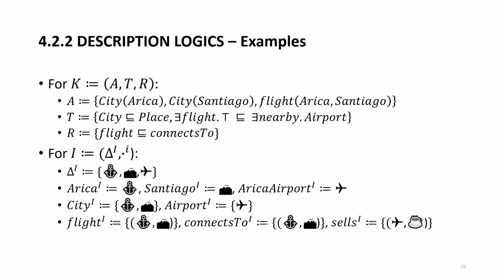As you can see, the DL interpretation I is not a model for K because it does not have the class place, which city would be a subclass of, and does not have the relation nearby. So it cannot be a model. However, if we introduce those two that were missing, the class place with the subset port, mountain, and the relation nearby with the pair port, airport, we would have it as a model of the DL K.